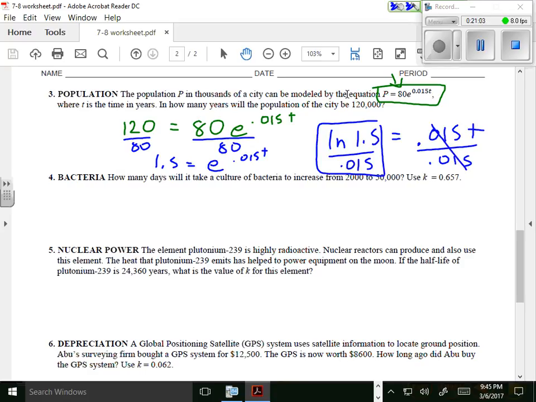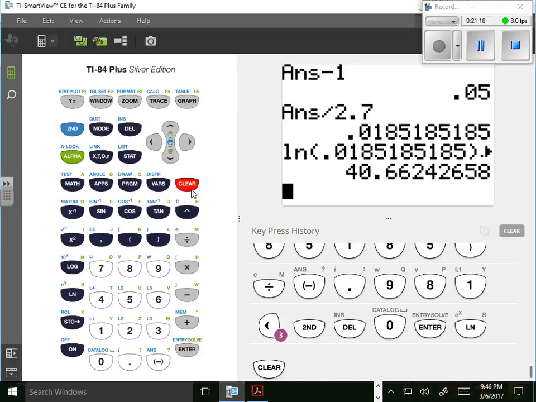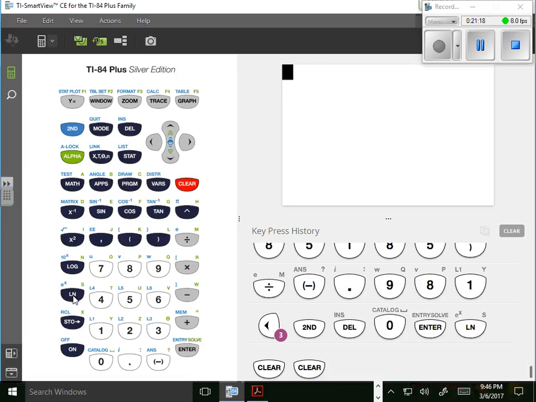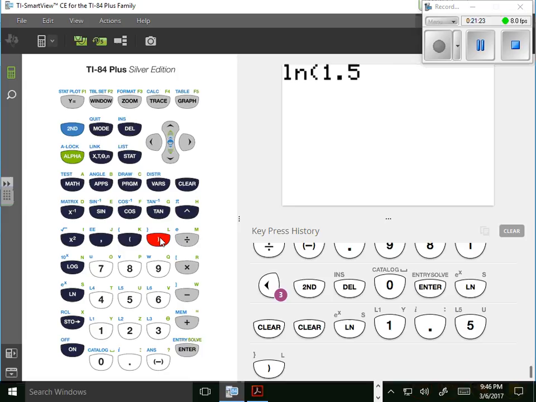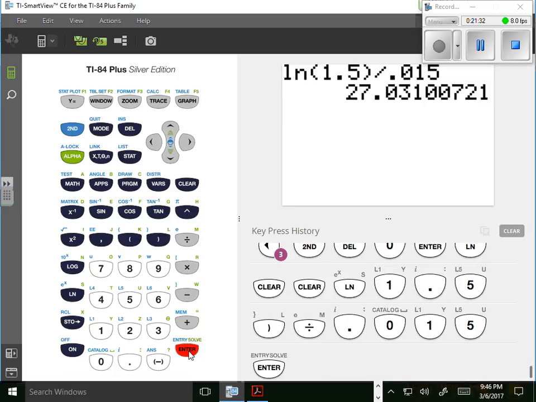The time should come out to be natural log of 1.5 divided by 0.015. You get 27, so approximately 27 years.